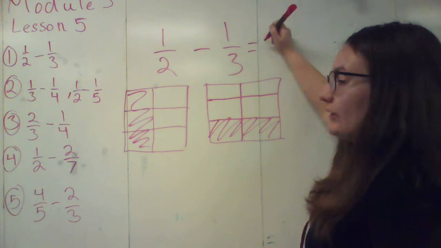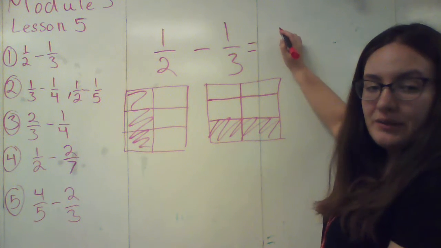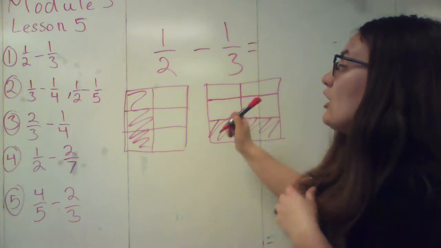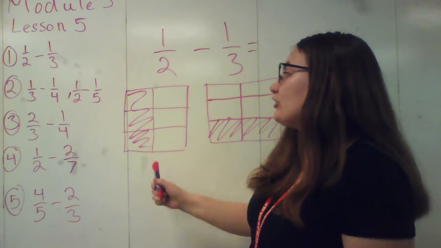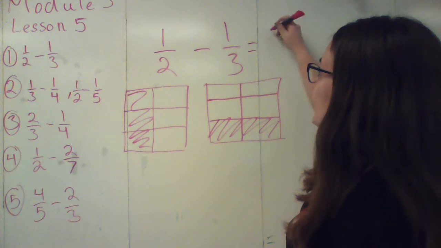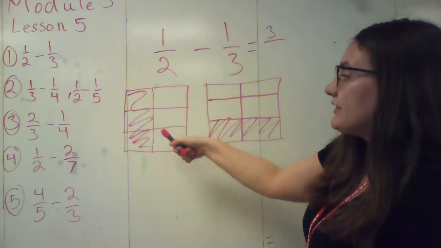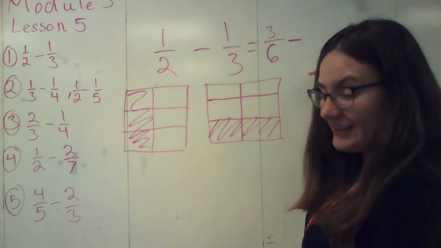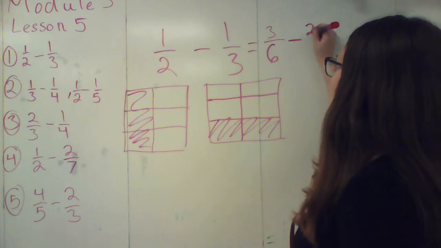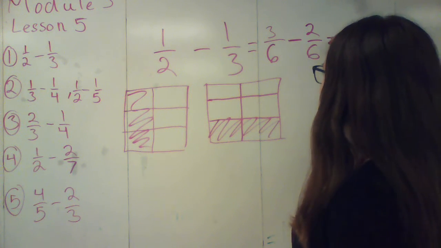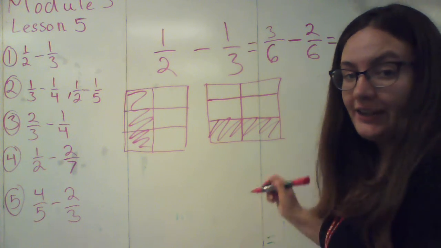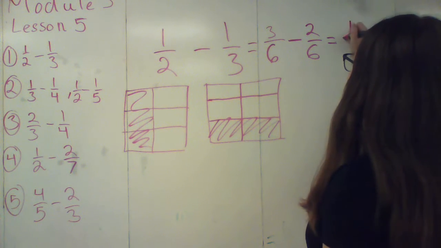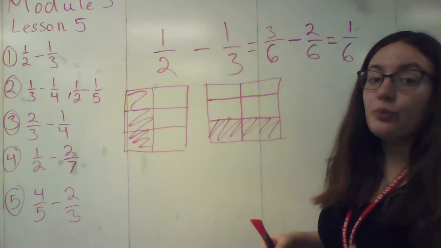So now I'm going to write my new fraction. This is where it's very important that you follow along, because this is where it's going to get a little bit different after we get our equivalent fractions. So this model right here shows me that I have 1, 2, 3 boxes shaded in. So I have 3 out of a total of 6. So I have 3/6 minus 2/6. Now, yes, you can just do the math up here. So you would have 3 minus 2, which is 1/6. And that would be your final answer.